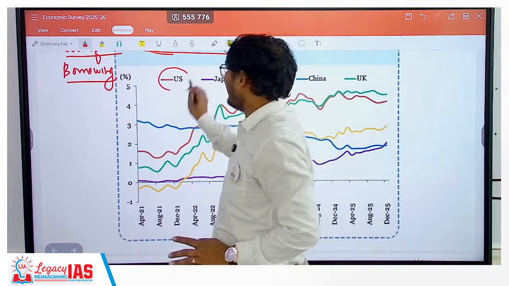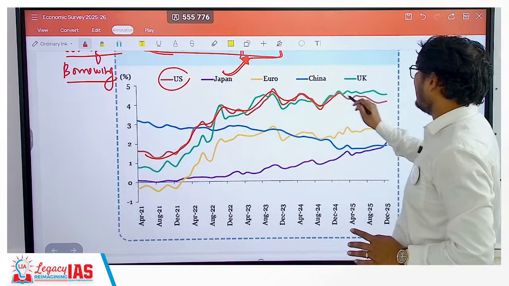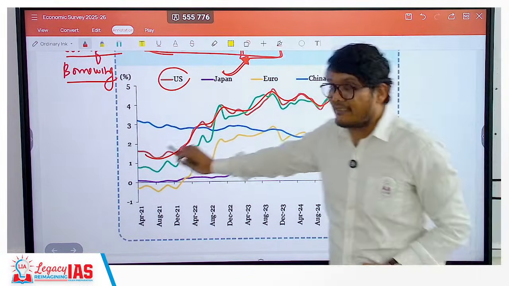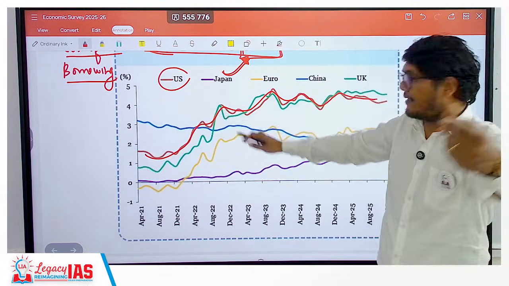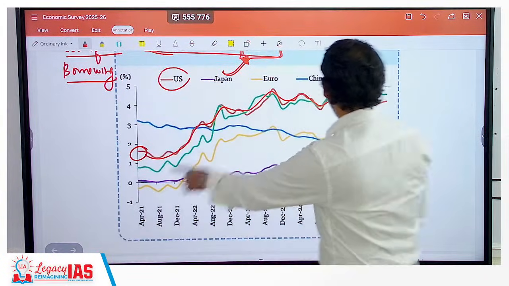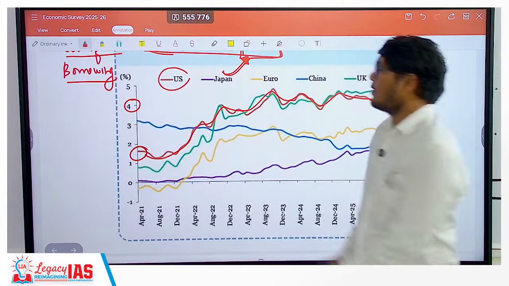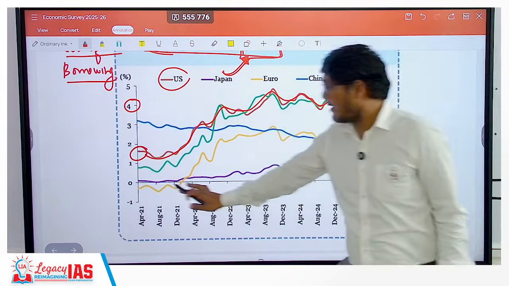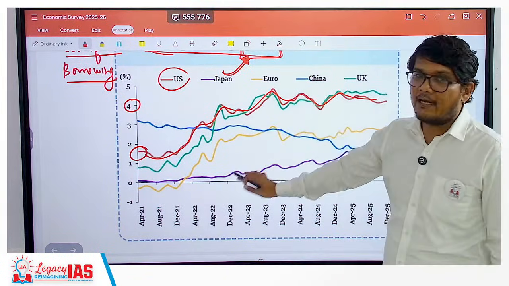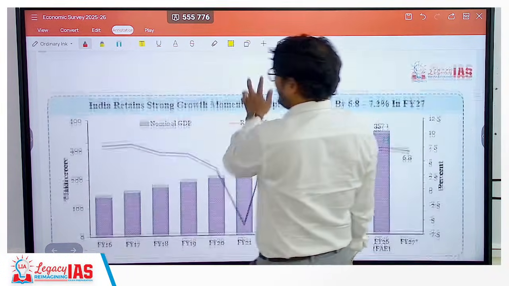If you look at USA, this is what USA is. You can see the bond yield increasing. That means the percentage at which their government is borrowing is increasing. Here in April 2021, it was around 1.5%. Now, if you look at it, it is more than 4%. So it is the case with other economies as well, that their cost of borrowing has increased.